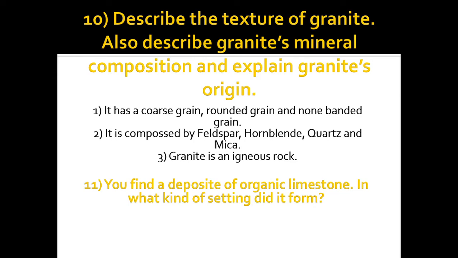You find a deposit of organic limestone. What kind of setting did it form? And the answer will be the ocean. So you have to notice that usually limestone is found close or partially close to the oceans because it needs to interact with water in order to form. That is why the answer will be the ocean.